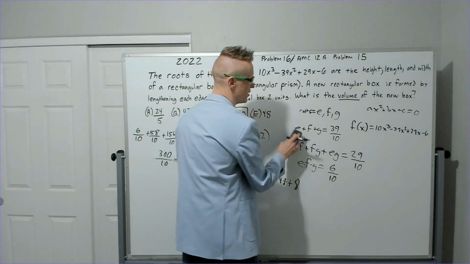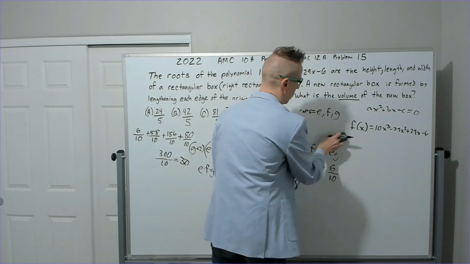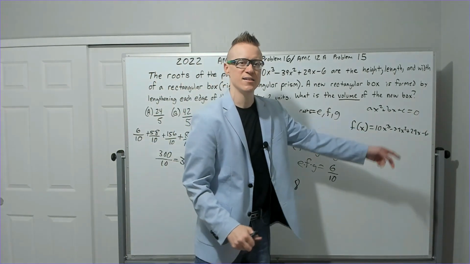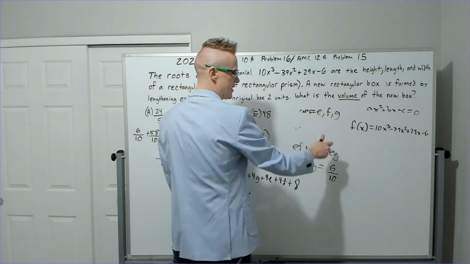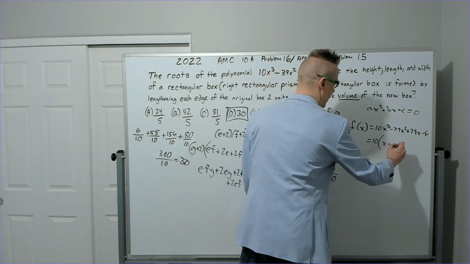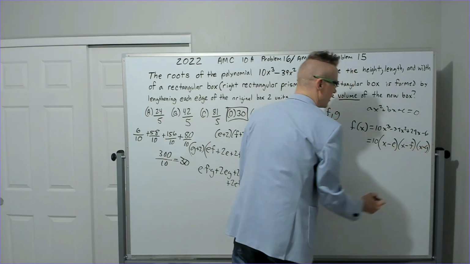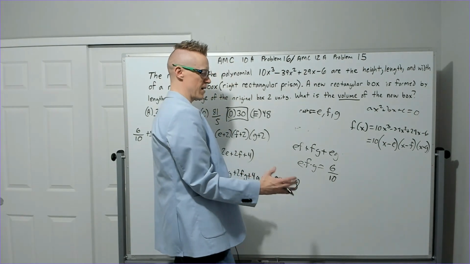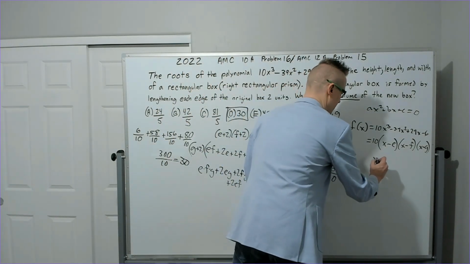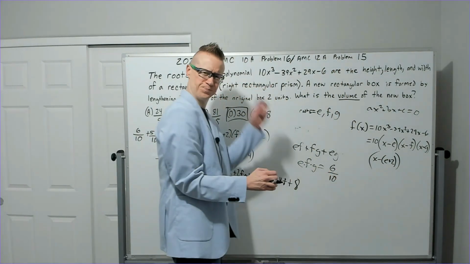And then what you would do is you would say, let's get rid of this stuff so I have some space right there. Since these are the roots of this, we could factor out a 10 and say that it's 10 times x minus e, x minus f, x minus g. And if we want to add 2 to all of these roots, it now becomes x minus e plus 2, kind of like this, right?